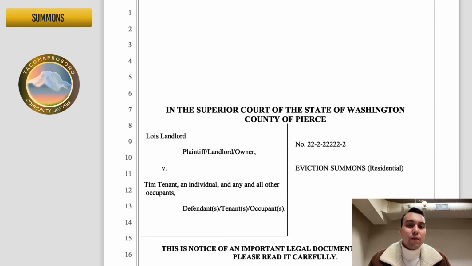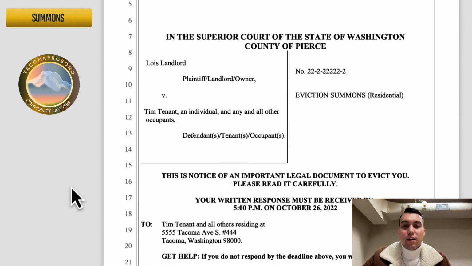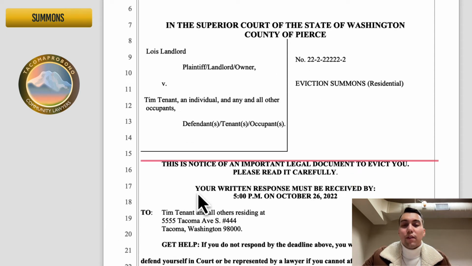We'll start off with the eviction summons, and it's really important that we know what exactly this document is asking us to do, because there are some serious implications if we don't know what we're doing with this document. So the eviction summons is essentially the way of giving notice to the tenant that this unlawful detainer action or lawsuit is being started, and it's also a way to compel the tenant to give a response to the landlord. The response to the landlord is necessary.